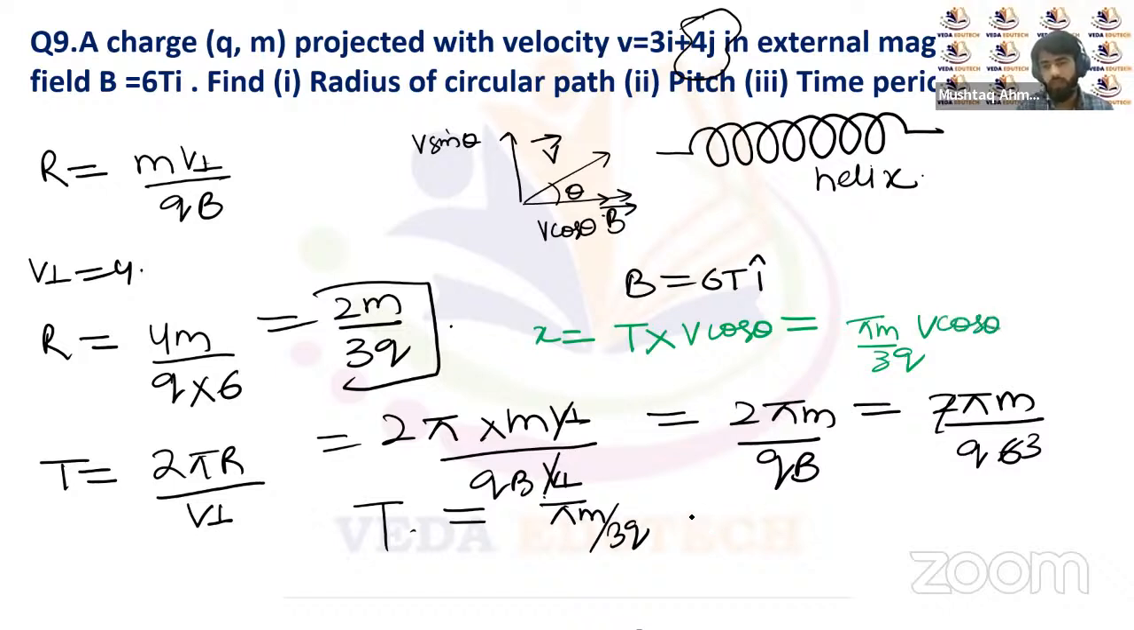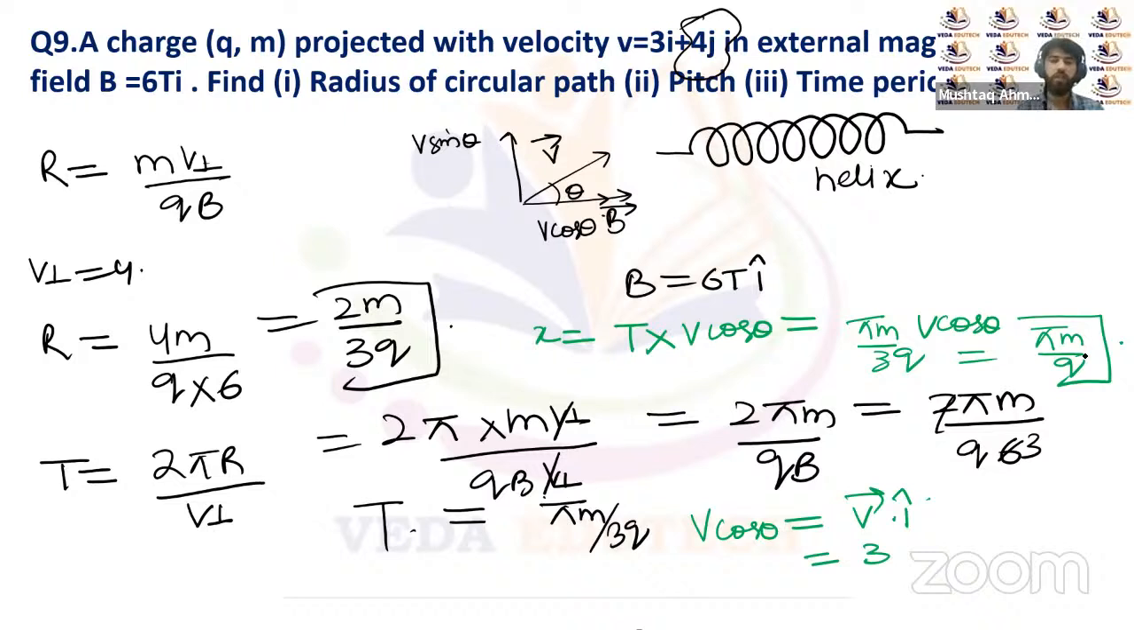So v cos theta is nothing. We can write this v cos theta equal to v vector dotted with i cap, right? Now v vector dotted with i cap will be equal to 3, right? So 3 will be the magnitude of this v cos theta. So 3 and 3 will get cancelled, we'll be left with pi m upon q, right? This is the horizontal shift for this charged particle, right?